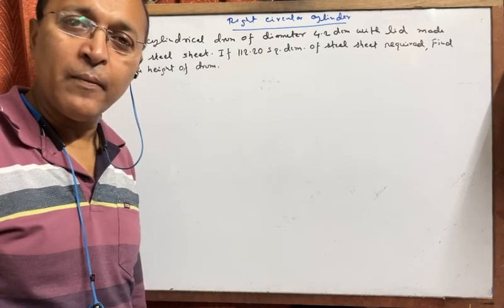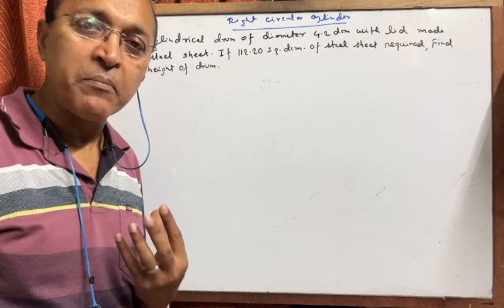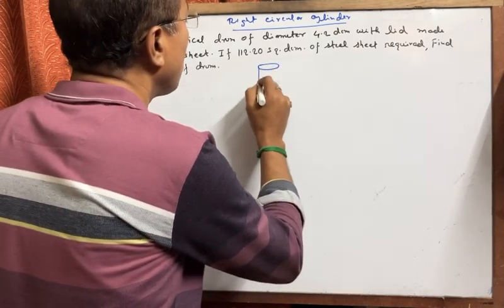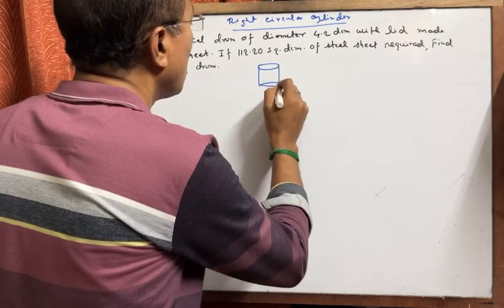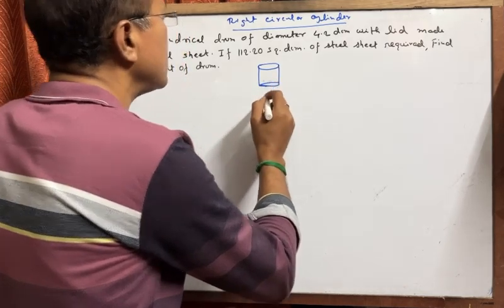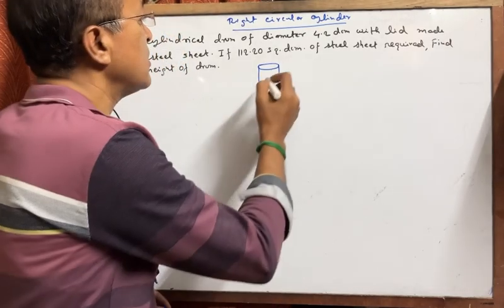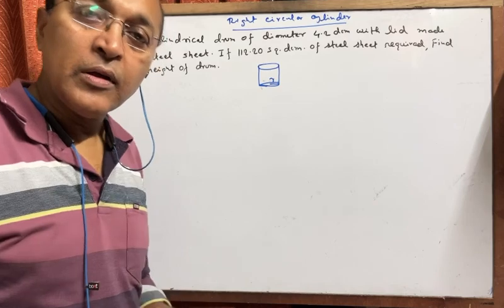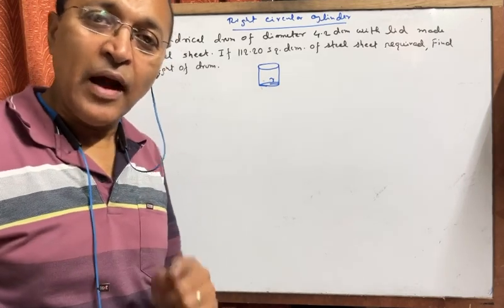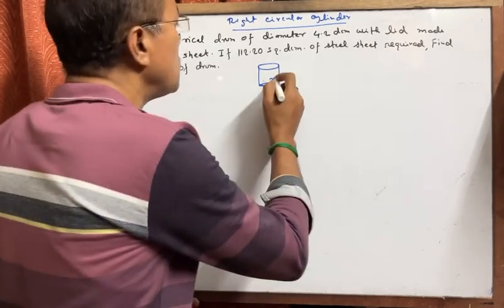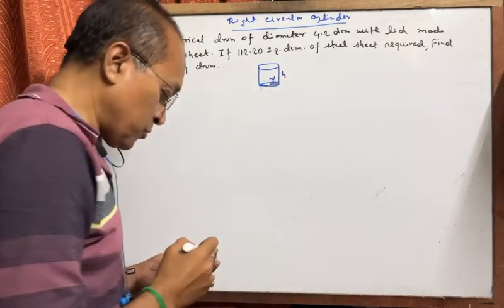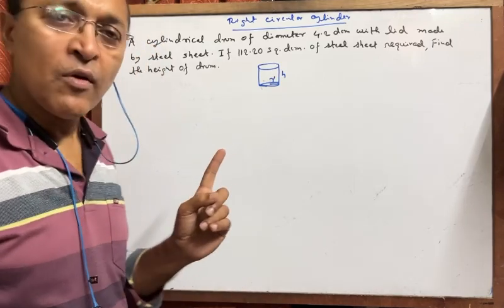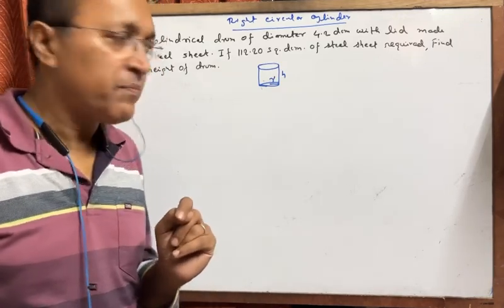All of you have an idea that a right circular cylinder will have two circular surfaces and one curved surface. Circular surface means radius is compulsory, and height. So two data should be given or required. Let's see what is being asked here.